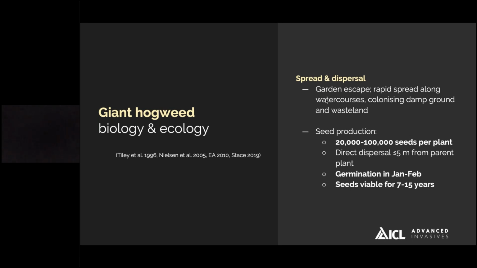In terms of the seed production, it's massive per plant. You're looking at anywhere between 20 to 100,000 seeds per plant. So it just illustrates that if you miss one of these plants and it goes over to flowering, it creates another series of issues that are going to require management. Direct dispersal, again, is up to around 5 meters away from the plant, but if it's growing near a watercourse, that spread is going to be far greater. In terms of the germination, it is largely restricted to early season, whereas Himalayan balsam shows repeated flushes. But quite different from Himalayan balsam, the seed bank is viable anywhere between 7 to 15 years, and the data on that remain unclear.